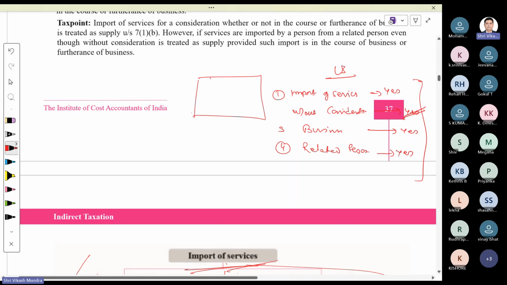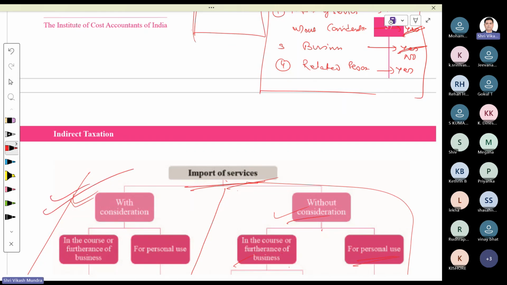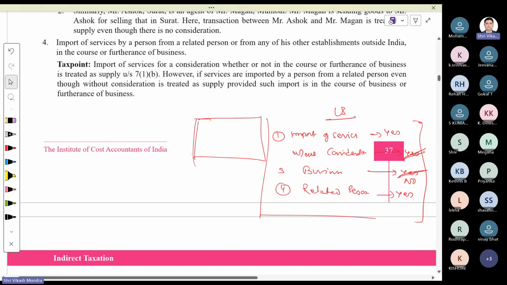If the services obtained by me from my sister are for designing my residence, for my residential purpose, since business is missing, here the answer will be no. Hence, in this situation, it is not considered as a supply, provided it is without consideration. If there is a consideration, then it will fall into this criteria and again become taxable. Be careful about that.